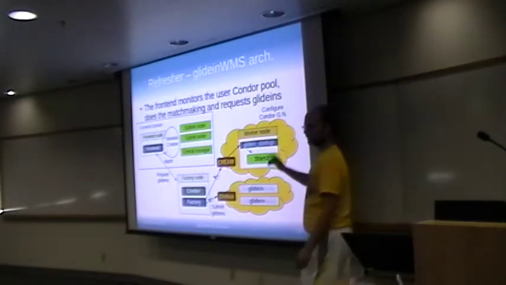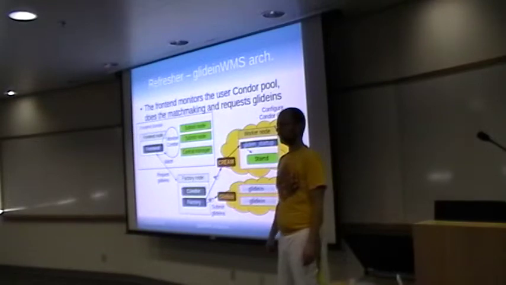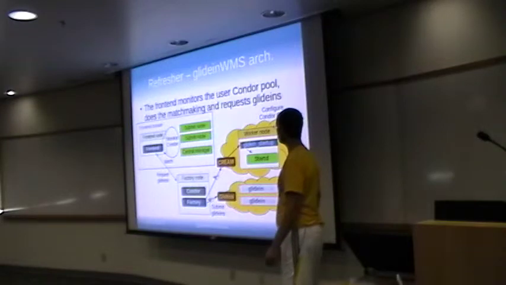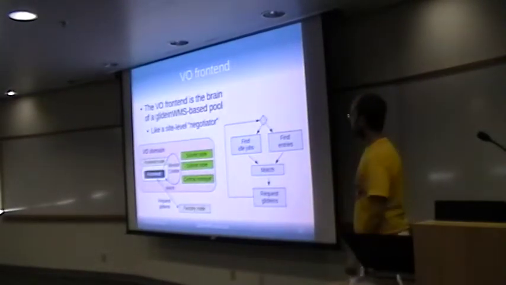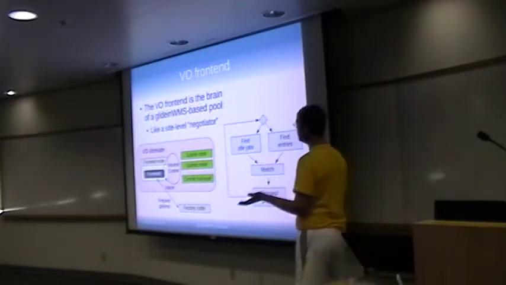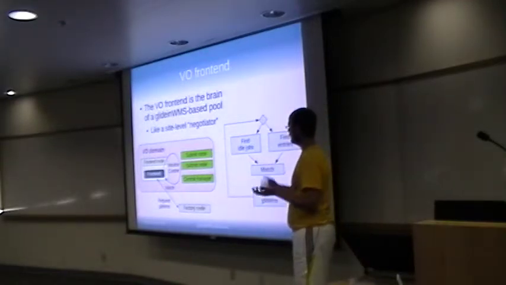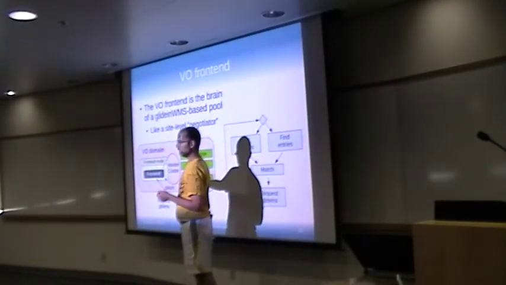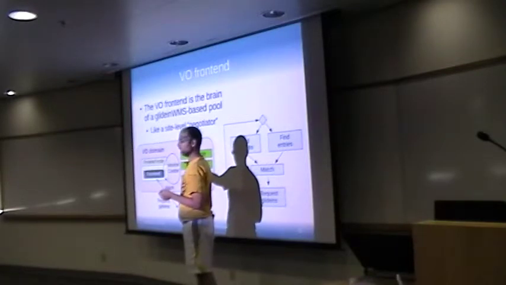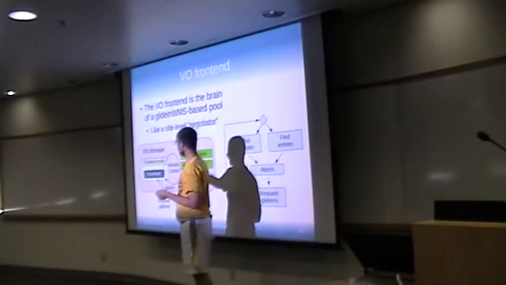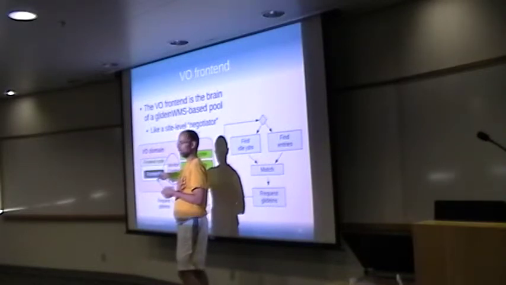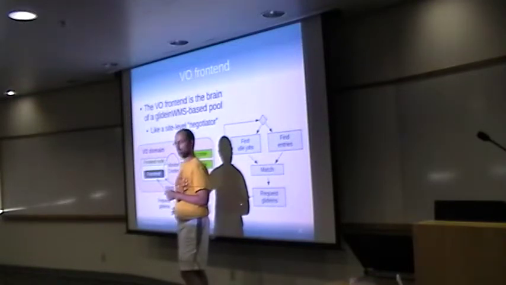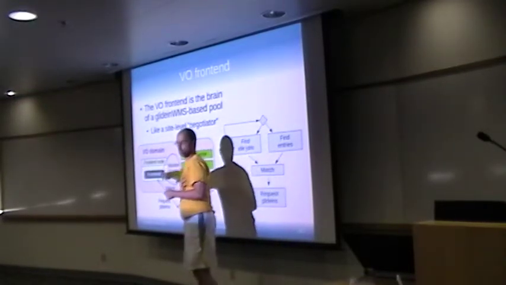So the third part, the front end, which is really the core of this training, is the last part, and it's the one that actually does the matchmaking and requests the glideins. As I said, it's the brain of the glideinWMS pool, and it's really a site level negotiator. It will monitor what's available, both in terms of which glideins already are there and what jobs are still in the queue, and decide if there are any waiting jobs that need more glideins at certain sites, and decide to request more glideins from the factory. The factory then does the actual submission, but the request comes from the front end.